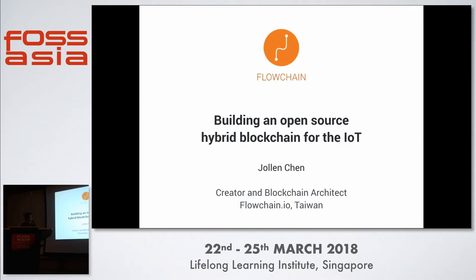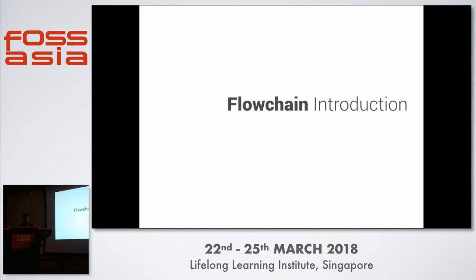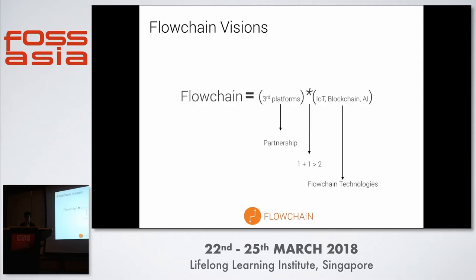So the Flowchain project is an open source hybrid blockchain for the IoT. Let me give you about 5 minutes of introduction to Flowchain. The project is simple. It's an IoT blockchain for the hardware. And the first application of Flowchain is AI. Maybe I can show the demo a bit later.